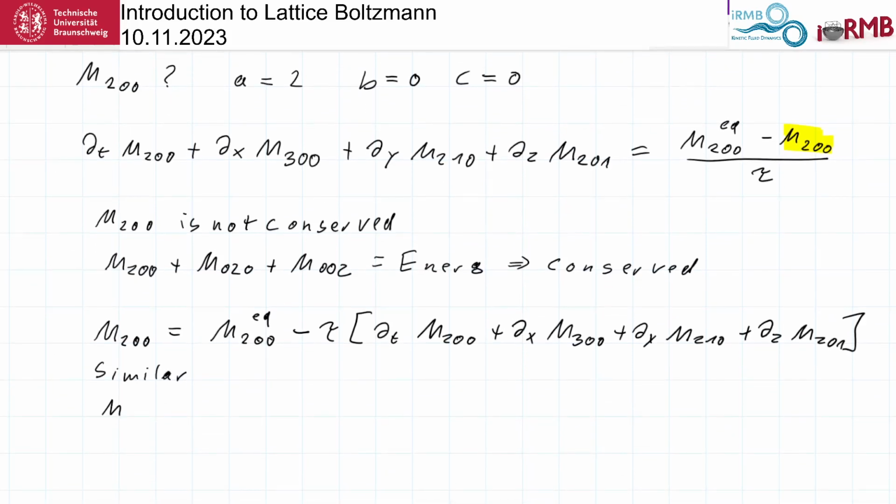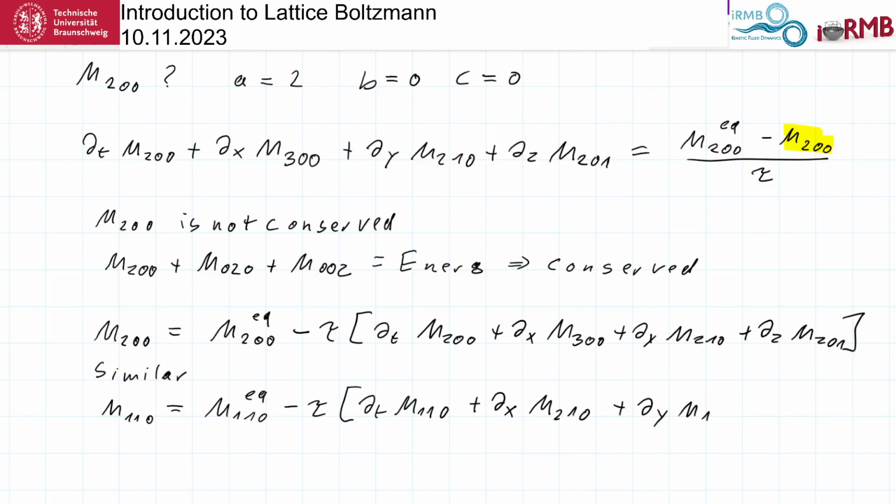We also need the other ones that were in this equation, for example M110. M110 again is not conserved, so we can do the same thing. So we get here the equilibrium M110 equilibrium minus tau, and now because it's so easy, we can just write it down, right? This is dt M110 plus dx M210 plus dy M120 plus dz M111, right?